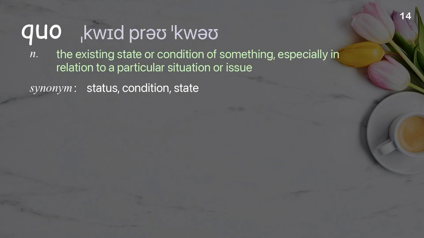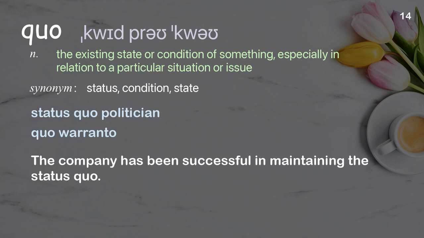Quo: the existing state or condition of something, especially in relation to a particular situation or issue. Examples: status quo politician, quo warranto. The company has been successful in maintaining the status quo.